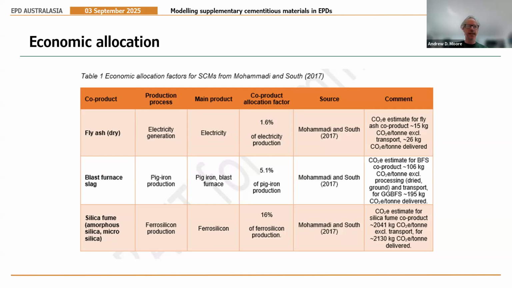Blast furnace slag, they came up with 5.1%, and silica fume 16%. So based on the information in the literature review we've done, these factors are quite conservative. So these could be used for the economic allocation if there's no other information available from your upstream suppliers.